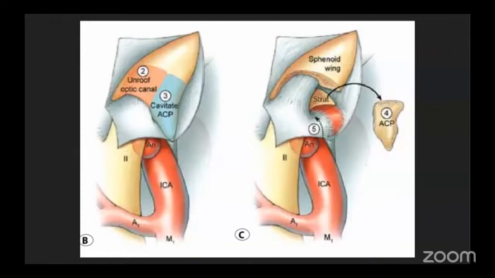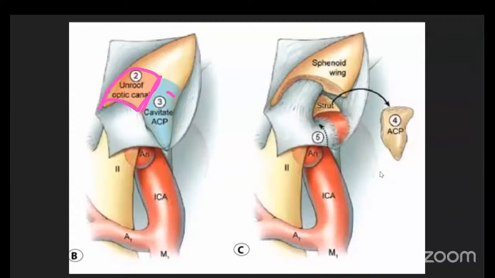This is anterior clinoidal process, and this is the anterior clinoidectomy, and it shows the steps that I previously described in a very beautiful illustrative manner. You can see that this surgeon has unroofed the optic canal here, and this anterior clinoidal process is also cavitated like a shell. And once that is removed, then this strut is the last portion which is removed. Hence, this entire optic nerve is now free. It's completely decompressed. It has a lot of space.